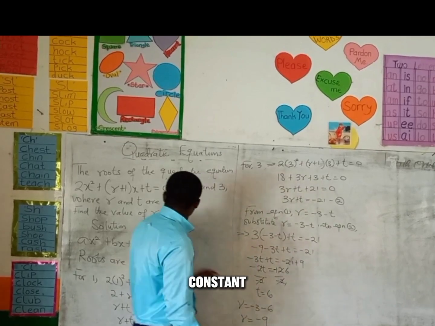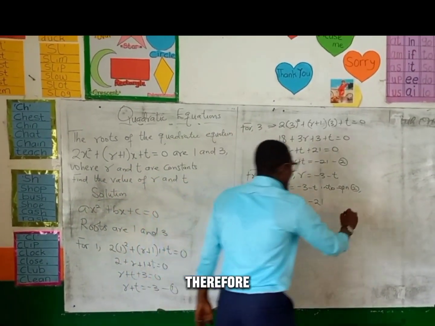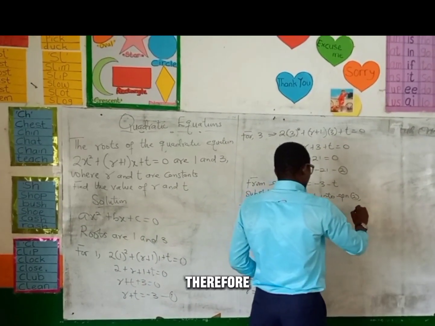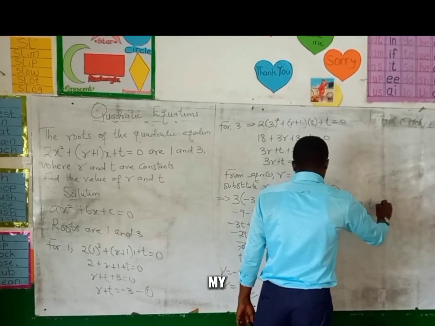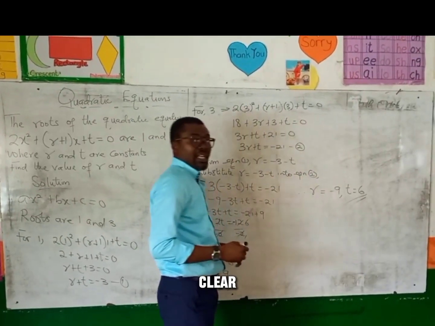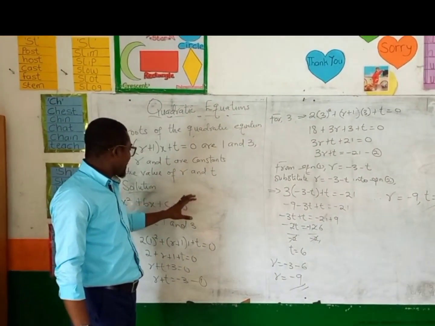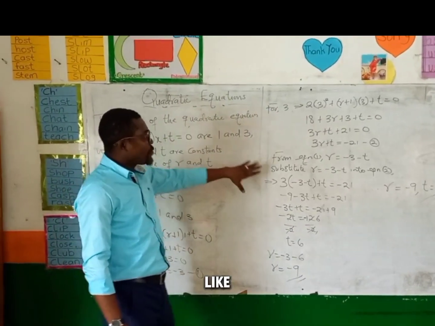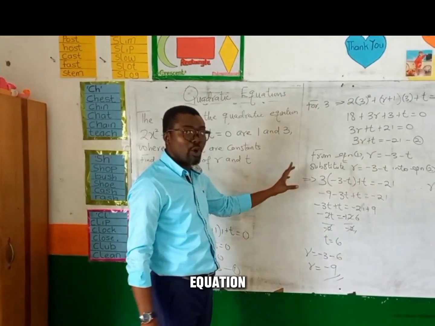So the constant values r and t, therefore my r is equal to -9 and my t is equal to 6. So this is a clear way we can find a solution to this quadratic equation. Alright, thank you. So this is one method. So let's look at another way we can find a solution to a quadratic equation of this nature.